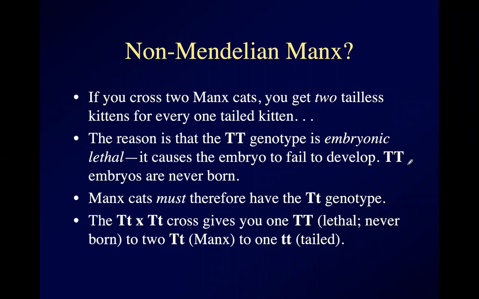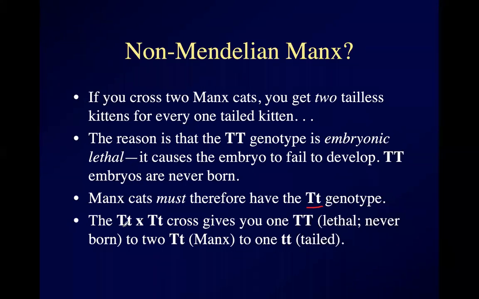I'm not sure if they get miscarried or if some species can absorb fetuses into the body. Humans can't, but some mammals can. I don't remember if cats can. Regardless, you will never see a cat with the genotype big T. They never develop past an embryonic stage. So a tailless cat, a Manx cat, has to have the genotype big T, little t.